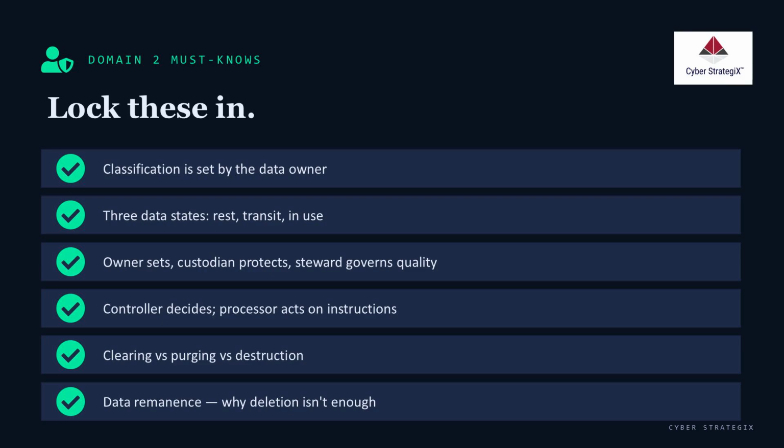Lock in these essentials. Classification is set by the data owner. Data has 3 states: at rest, in transit, and in use. Owner sets policy, custodian implements, steward governs quality, the controller decides, and the processor acts on instructions. Know clearing versus purging versus destruction, and understand data remanence, why a simple delete is never enough.